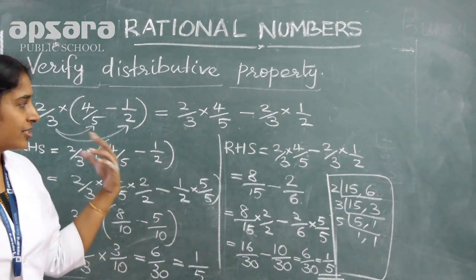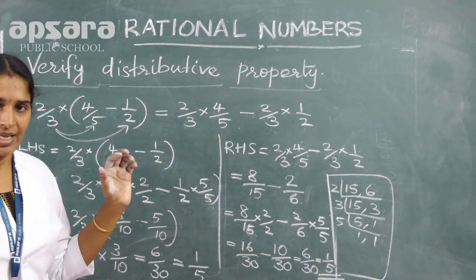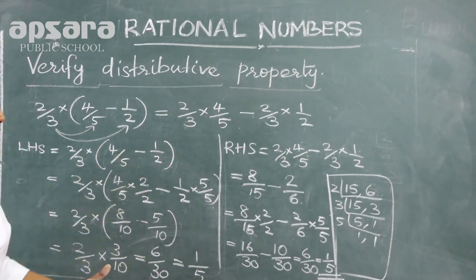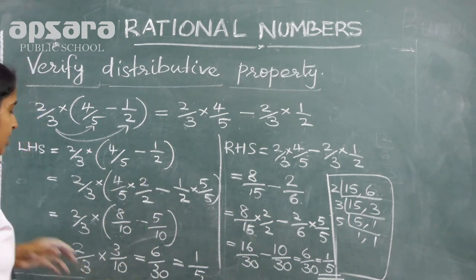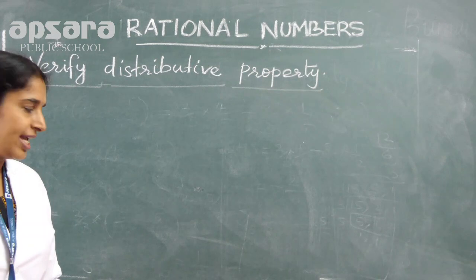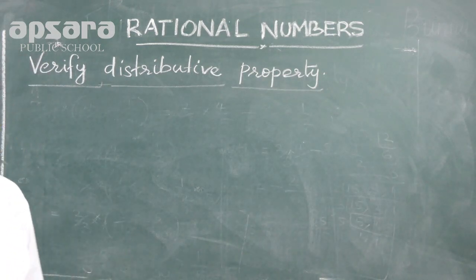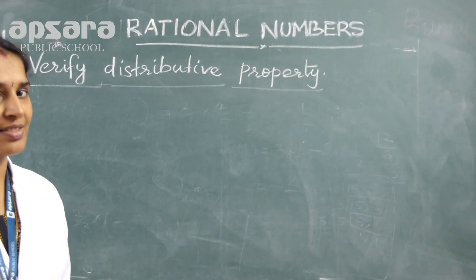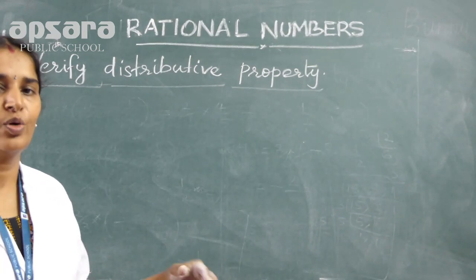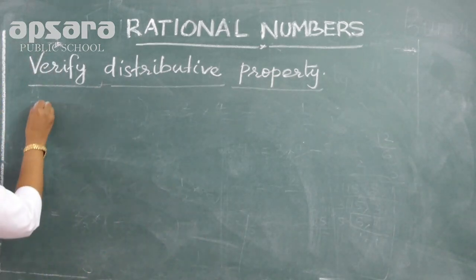Okay, I hope you understood the distributivity of multiplication over subtraction. Okay. Now let's move on to some questions. Now let's see some more questions. You remember what is multiplicative inverse or reciprocal? In the last class we have studied reciprocal or multiplicative inverse. Anyway, let's start with the question.